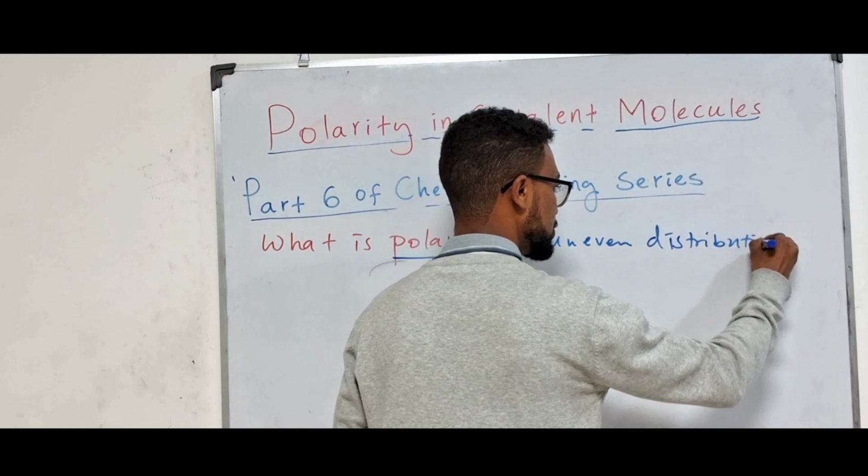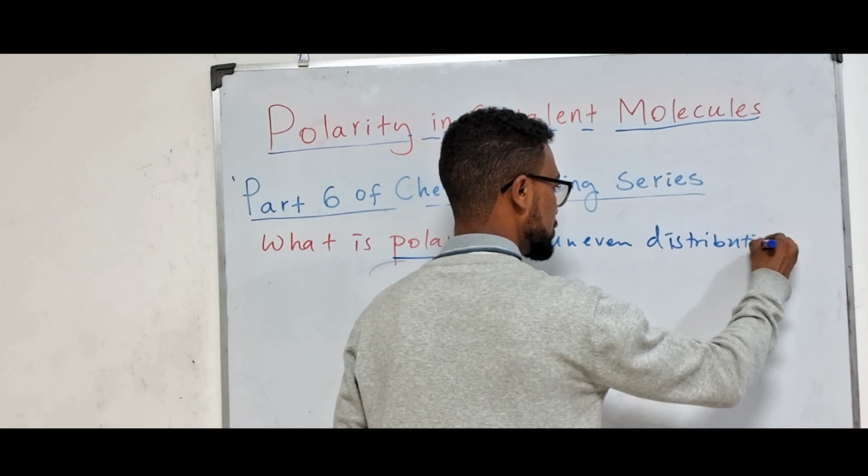So where does this uneven distribution come from? Some elements or some atoms tend to pull the shared pair of electrons more than other elements. This is known as electronegativity. Electronegativity is the ability of atoms to attract a shared pair of electrons. So the more the difference in electronegativity, the more polar the molecule will be. Now let's look at an example.